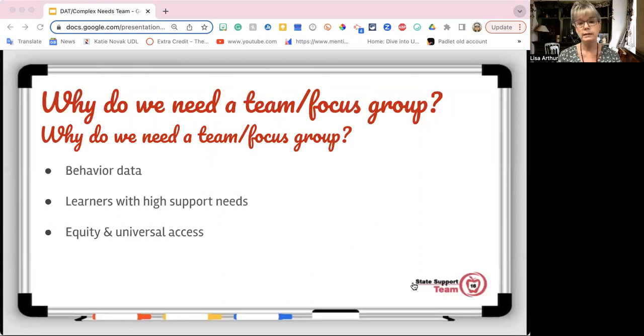So why do we need this team, or why do we need this focus group? One, your behavior data is probably telling you that something needs to happen. Also, we're seeing more diversity in our classrooms. We're seeing more learners with those high support needs, more learners with autism. And finally, we want to ensure equity and universal access for all of our students, that all of our students are receiving Tier 1 core instruction, the same instruction and opportunities as their non-disabled peers.